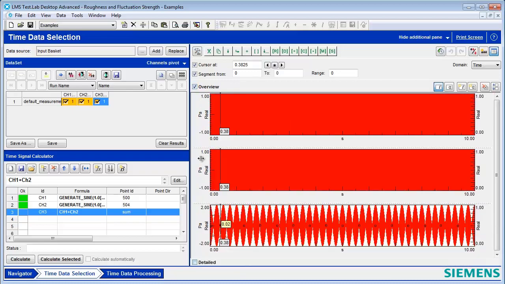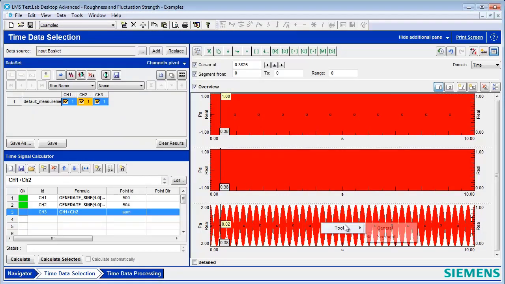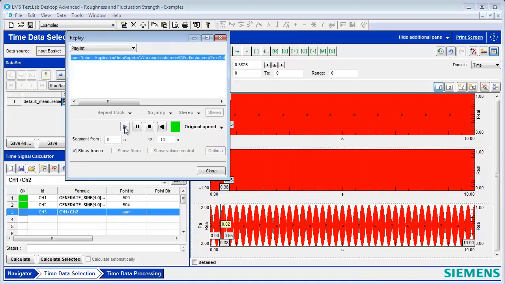Now let's listen to these. We'll start by listening to one of the original tones. And when we listen to it, it's a nice, pure, single tone. And now we'll listen to the modulated tone. A little bit of a difference.